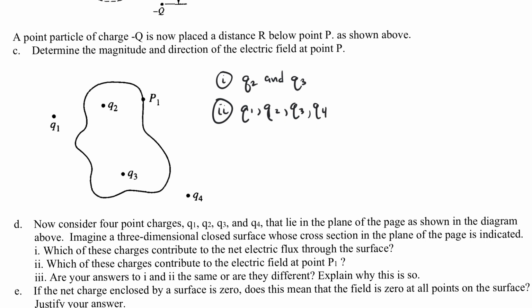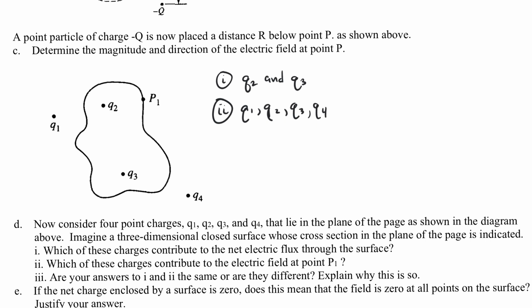Are your answers to 1 and 2 the same, or are they different? Explain. Well, I think I already explained it. They all contribute to the electric field at P1. But Q1 and Q4 don't contribute to the flux because their field lines pass both into and out of this surface. But only Q2 and Q3 originate or terminate electric field lines. So their field lines are passing either out, all of them, or into all of them.